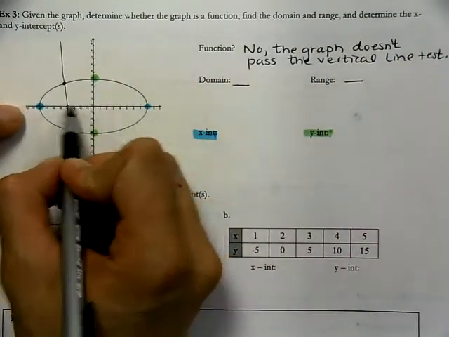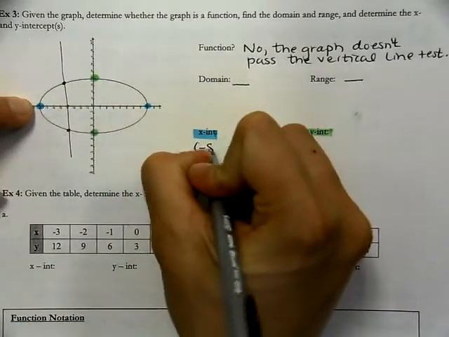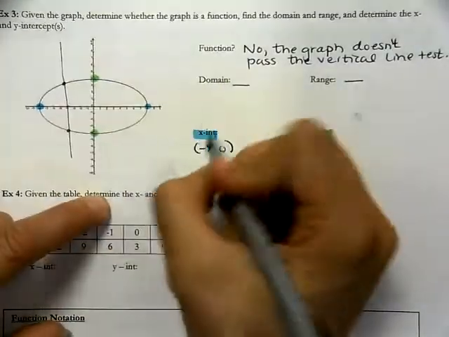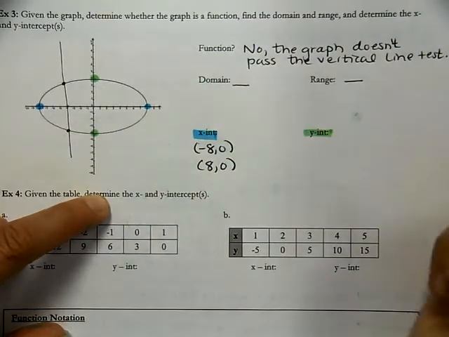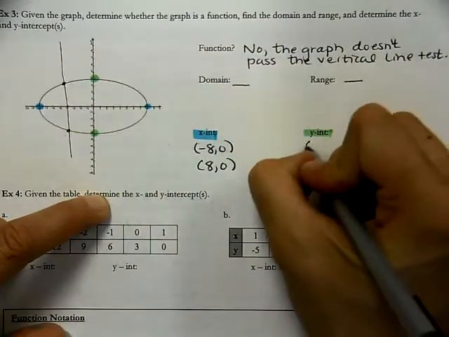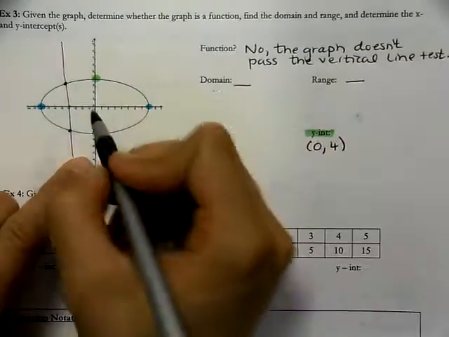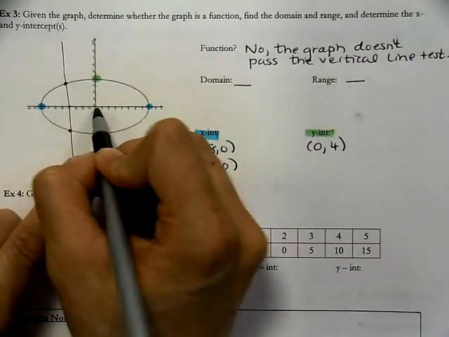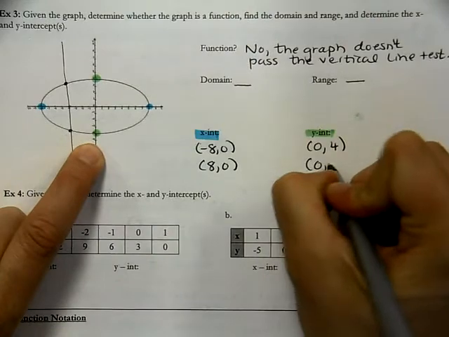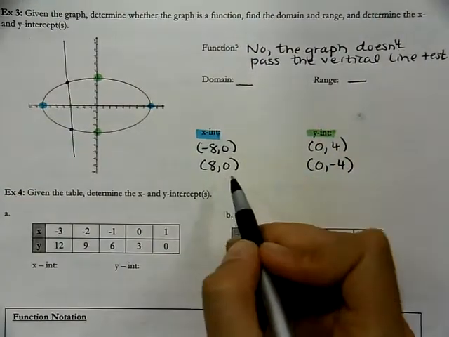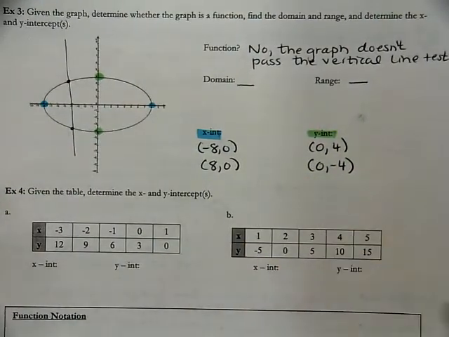For the x-intercepts, I go to the left 8, so that would be -8, comma 0, and to the right 8, positive 8, comma 0. For the y-intercepts, I go up 4, so that would be 0, comma 4, because I'm not going left or right any, and then I'm not going left or right any again, so it would be 0, comma, -4. Make sure that the 0 is in the correct coordinate of the ordered pair.